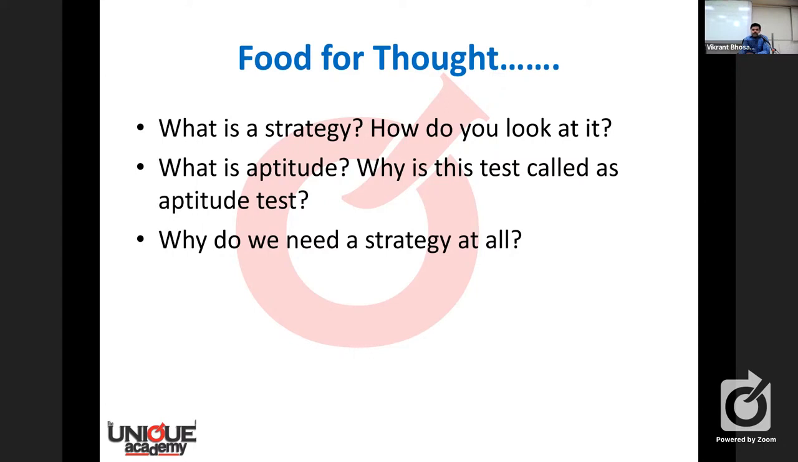You're altogether losing out one attempt for the sake of a minor paper which is qualifying. Not only that, my point is CSAT teaches you some set of skills like reading comprehension, making out conclusions, making out inferences, figuring out assumptions, all these analytical skills. They help you also in main exam. Let me tell you why.